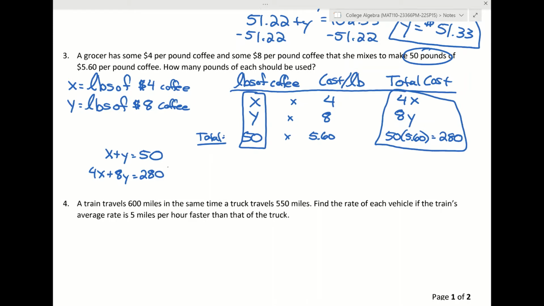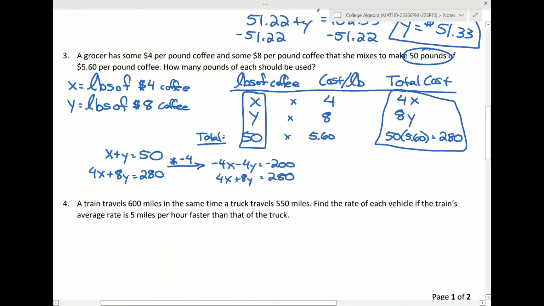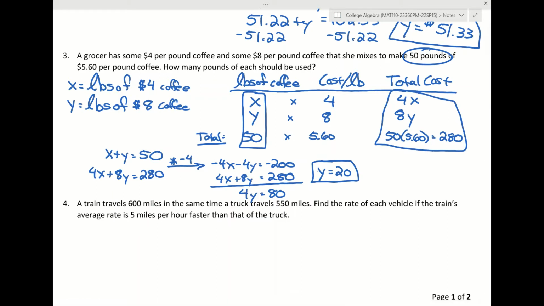Once we have it set up, now we could go ahead and use elimination. And if we multiply this top equation by -4, we'd get -4x minus 4y is equal to -200. 4x plus 8y is equal to 280. If we add them together, we get 4y is equal to 80. And y would just come out to be 20. Again, the algebra isn't the hard part here, it's just getting organized. And if you could follow those charts, when you do the homework and you do the exam, they're all going to be very similar.